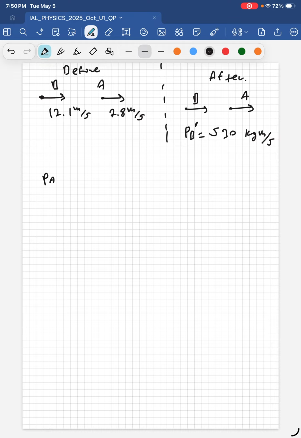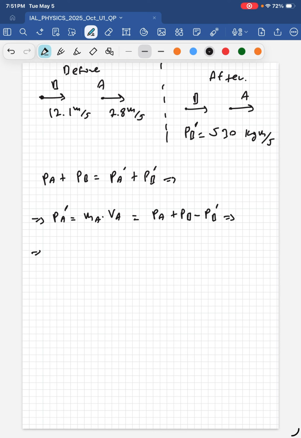So the momentum before the collision, PA plus PB, is equal to the momentum after the collision, PA prime plus PB prime. Okay. So PA prime is equal to MA times VA, right? And it's simply equal to PA plus PB minus PB prime. So VA is simply PA plus PB minus PB prime over MA.